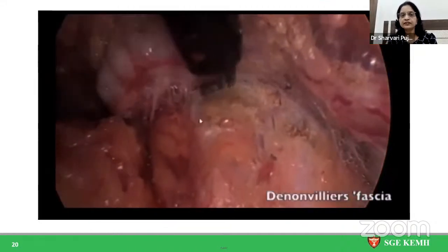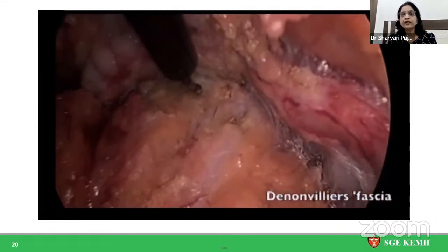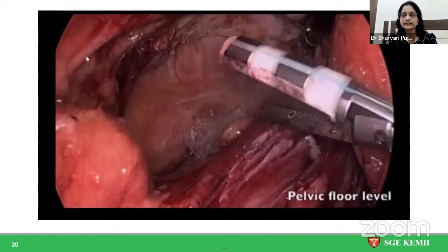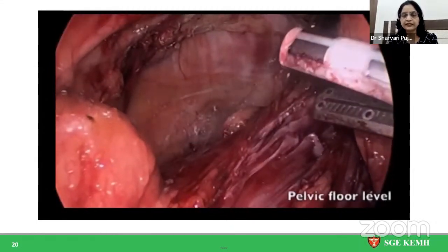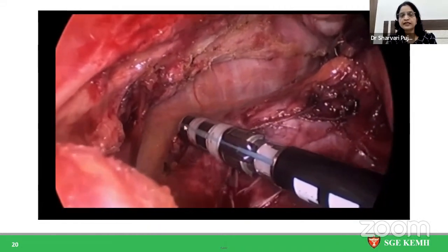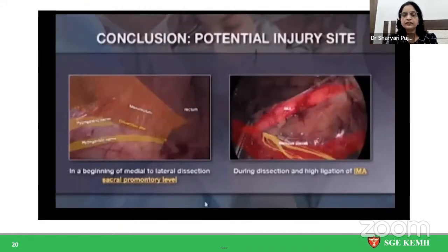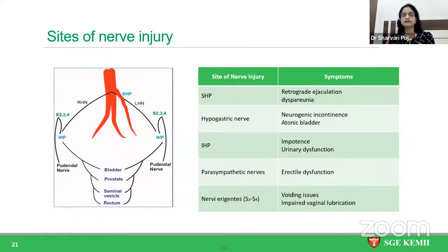And then this is the anterior dissection. If the tumor is placed anteriorly on the rectum, it becomes more difficult to push the neurovascular bundle anteriorly from the Denonvilliers' fascia. As the Denonvilliers' fascia is opened, the neurovascular bundle is pushed in all cases. But if the tumor is placed anteriorly, there is a high chance that injury may happen. This is at the level of the pelvic floor. So these are the 4 important sites where there is a likelihood of nerve injury.